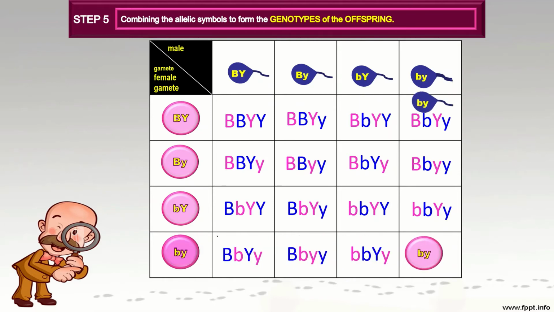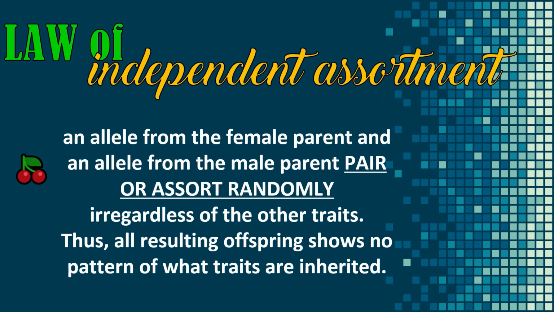And we're done. Okay, this is step 5. So let's proceed to step 6. Step 6 is interpreting the table that you have seen. It's clearly showing the law of independent assortment, that the allele from the female parent and the allele from the male parent pair or assort randomly, regardless of the other traits.